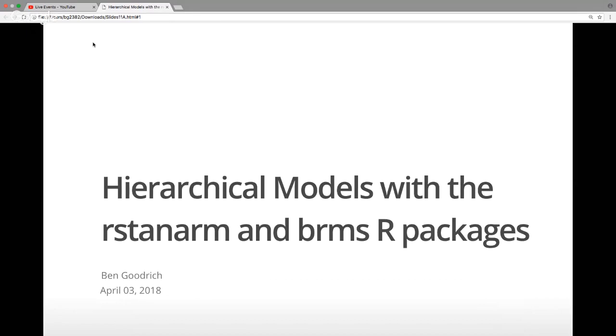We're going to talk a little bit about how to do this more in rstanarm. Also this week, we'll be talking about how to use another R package, which provides an alternative interface to modeling things with Stan. It's called the brms package.